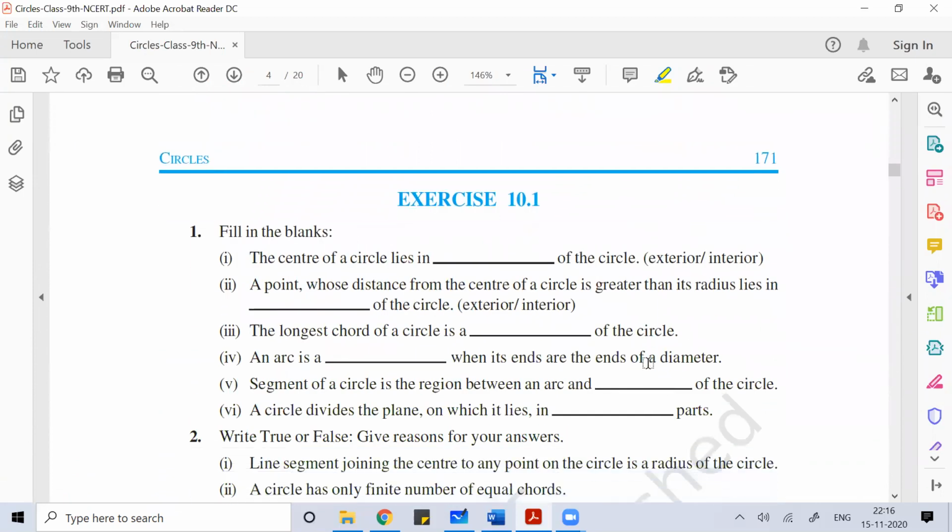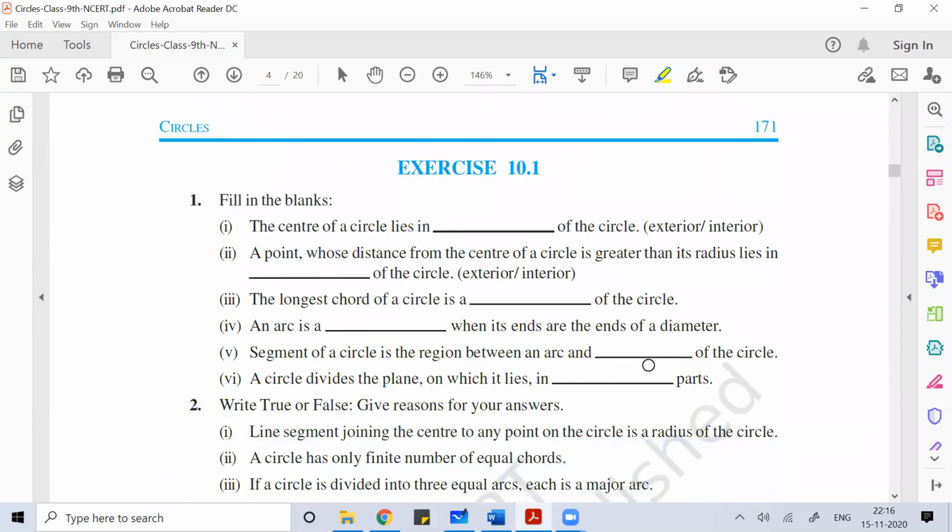Now fill in the blank. The center of the circle lies in the interior of the circle. Everyone understands where the center of the circle will lie. It will definitely lie in the interior only. The point whose distance from the center of the circle is greater than the radius lies in the exterior of the circle. Because from the center of the circle to the circumference, that is the radius. So anything which is less than the radius definitely lies within the circle, and anything beyond the radius definitely lies exterior to the circle.